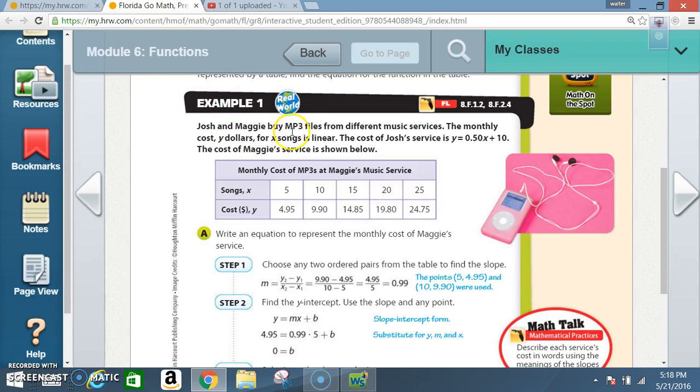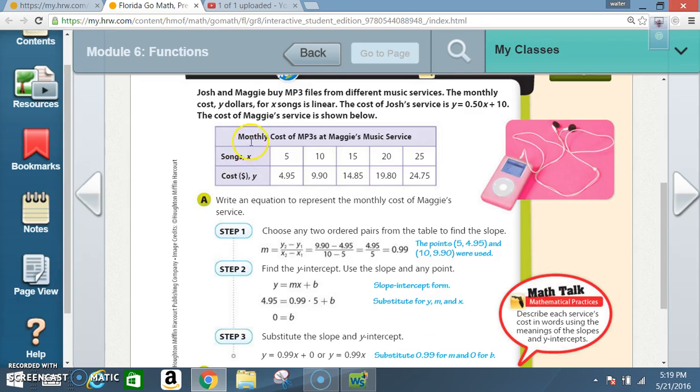Example 1. Josh and Maggie buy MP3 files from different music services. The monthly cost, y dollars, for x songs is linear. The cost of Josh's service is y equals 0.50x plus 10. The cost of Maggie's service is shown below. For Maggie's service, we see 5 songs would cost her $4.95, 10 songs, $9.90, 15 songs, $14.85, 20 songs, $19.80, 25 songs, $24.75.